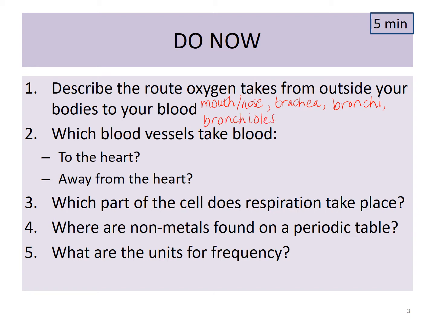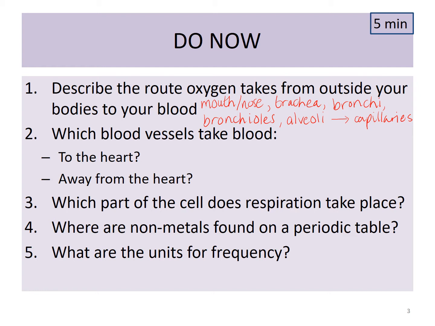Once it's entered the bronchioles, it's going to enter the alveoli, which were the bunch of grapes that we said last time. And then from the alveoli, the oxygen is going to travel into the blood via the capillaries. So it's going to diffuse from the alveoli into the blood in the capillaries. Well done if you got those ones correct.